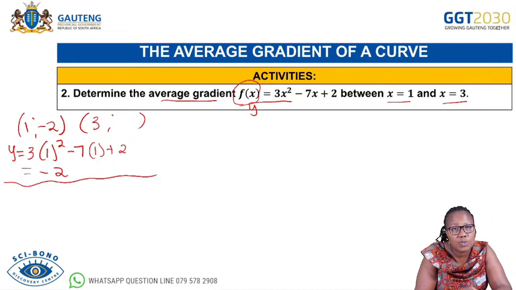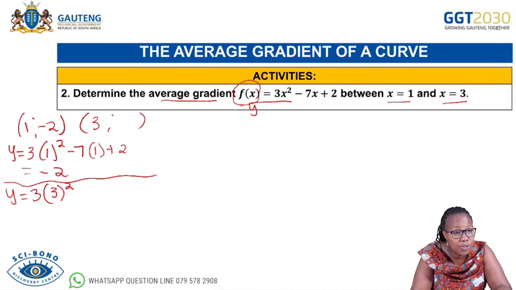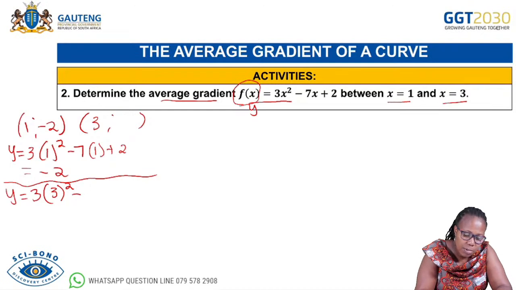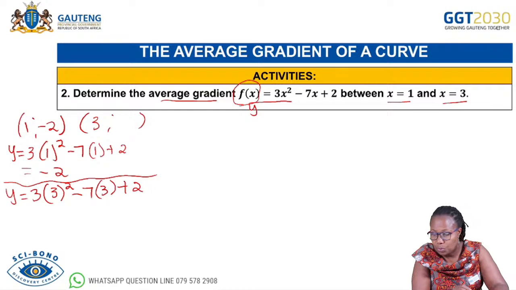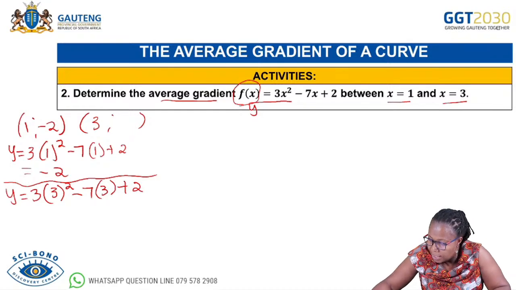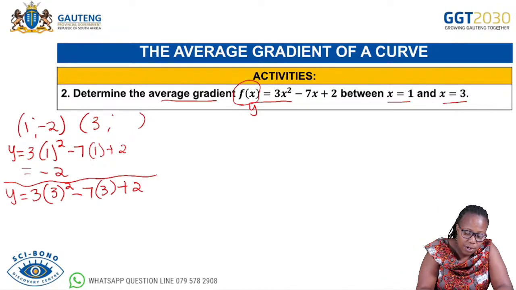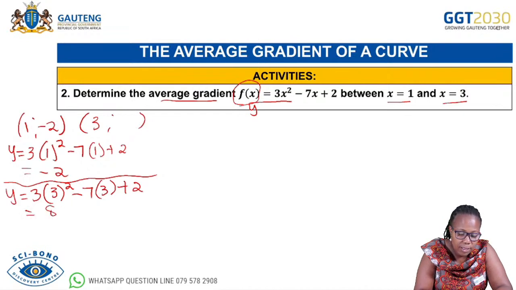If x is equal to 3 now, so that will be y is equal to 3 into the x value, 3 squared. Remember that square is critical. Sometimes you forgot to put a square in it. Always refer back to your equation, please. And then minus 7 into 3 plus a 2. And then this will basically give us the y value, which is equal to 8 in this case.